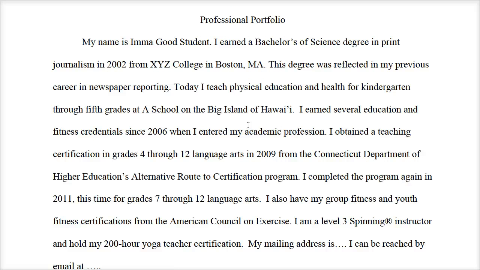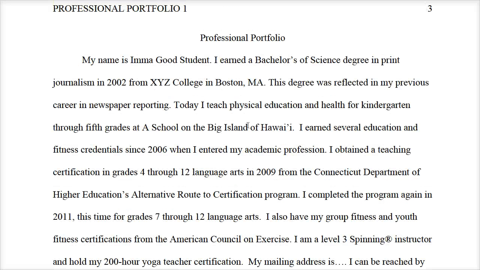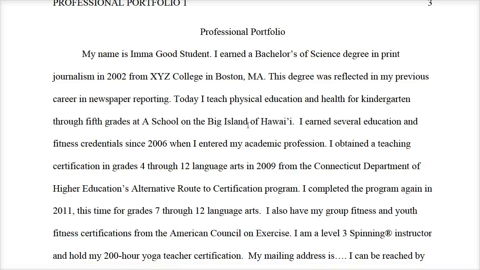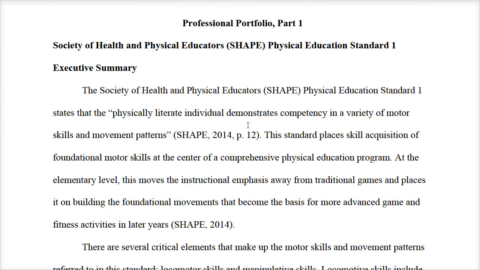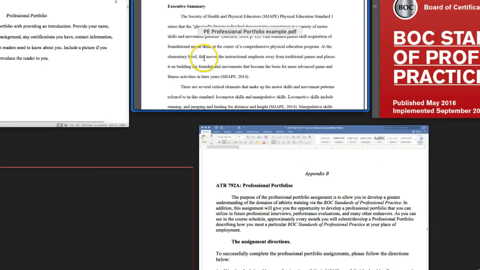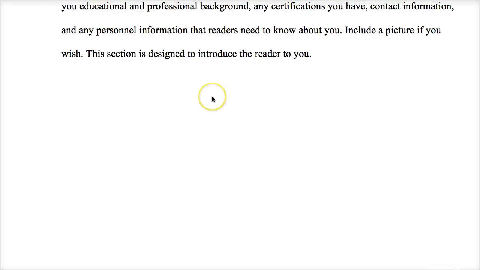I do not grade the introduction. You'll see that in the syllabus or the rubric that I use to grade this assignment; I don't include the introduction as part of it. This is just for me to know who you are. So you'll do that, and then let's go back to our template.